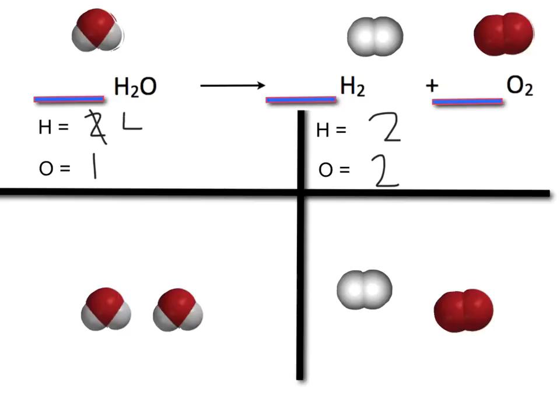So we have 4 hydrogens and 2 oxygens. Now our oxygens are uneven. Oh, now they are even and our hydrogens are uneven. So we're going to bring down another H2. And then we have 4 hydrogen and we're all even again.